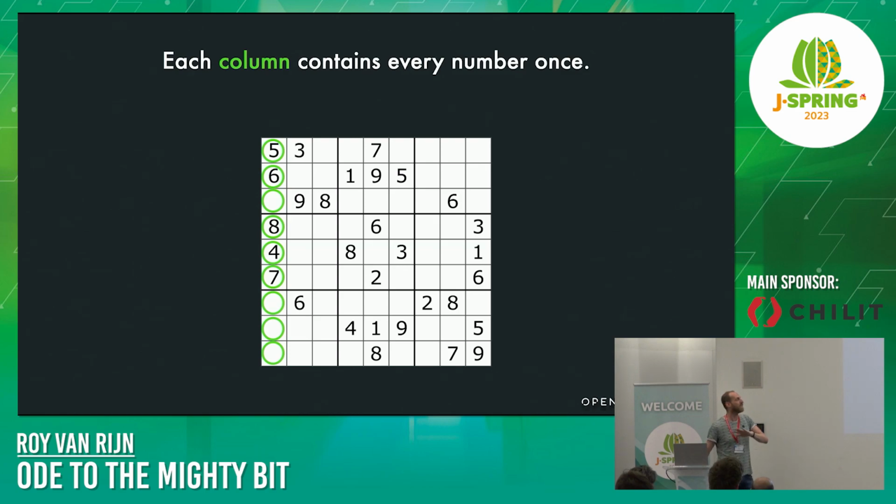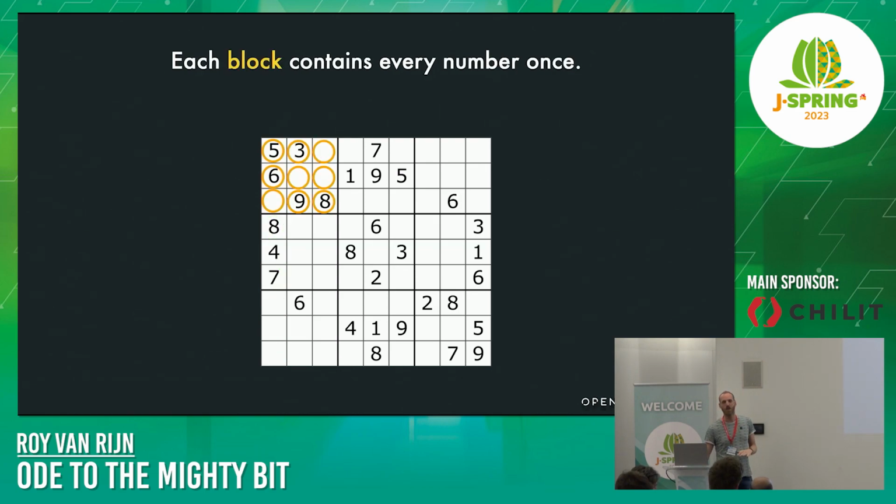For a column, same thing. For the block, also the same thing. So we just encode that for each of these 3 by 3 blocks, all the numbers are in there.